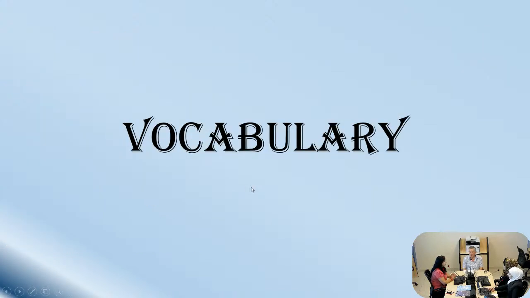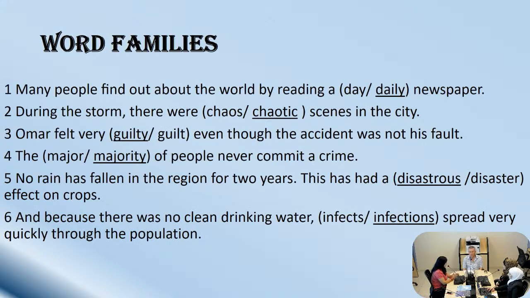Next slide, Miss Hiba. Okay, we're going to have a look at the vocabulary required in the 12th grade book, starting with word families. Many people find out about the world by reading a daily newspaper. Here we've got daily because newspaper is a noun, and before the noun we need an adjective. Day is a noun, so we can't use day newspaper. It has to be daily newspaper.